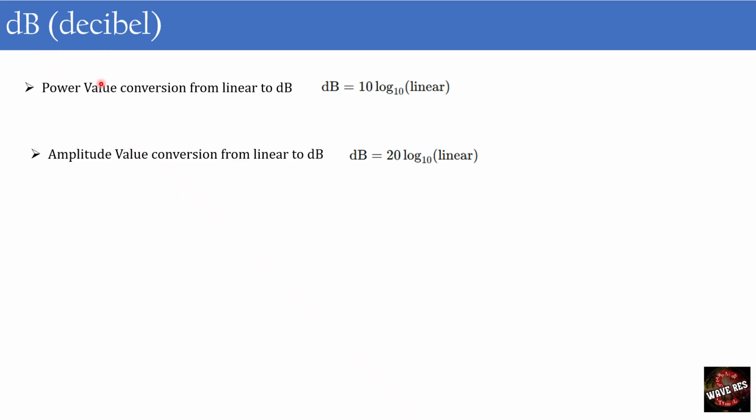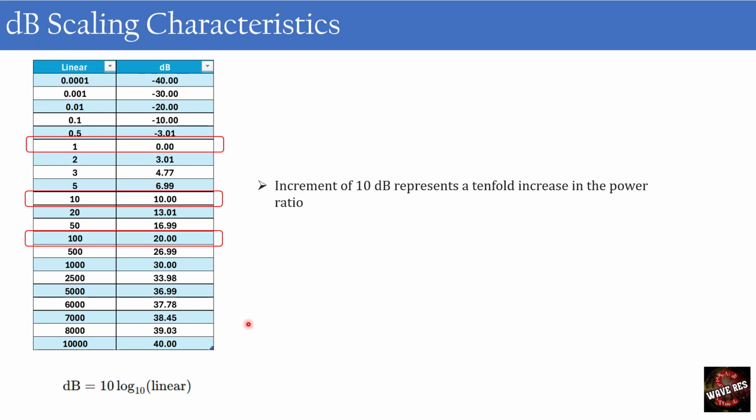If we have a value on the linear scale, and if it is a power value, and we have to convert that into dB, this is the equation to convert. It is 10 log 10 of the linear scale value. And if you have an amplitude value like voltage or current, and you have to convert that into dB, this is the equation that we have to use. Let's see some of the characteristics of dB scaling.